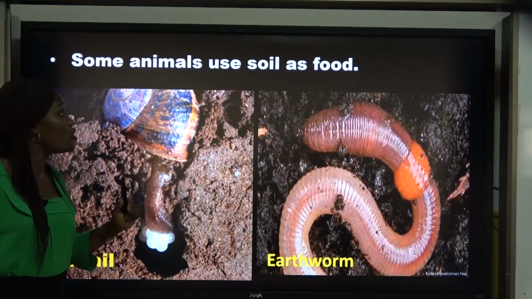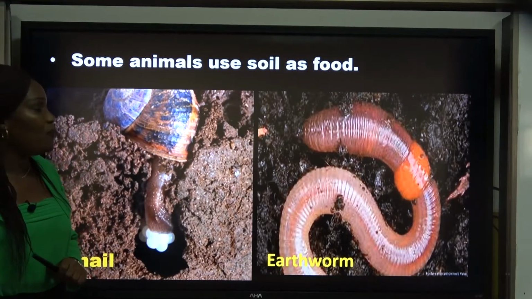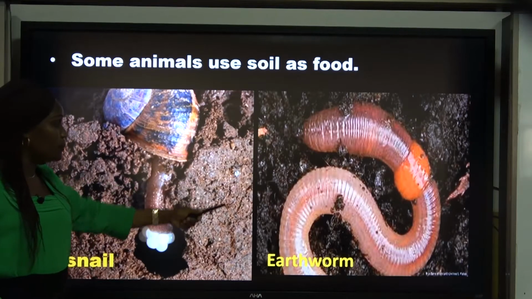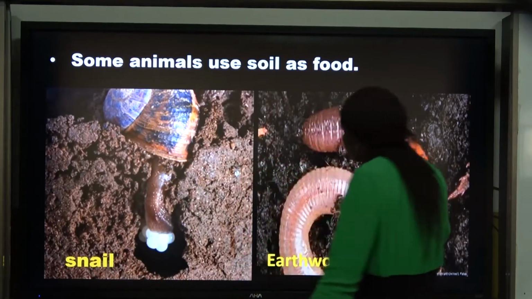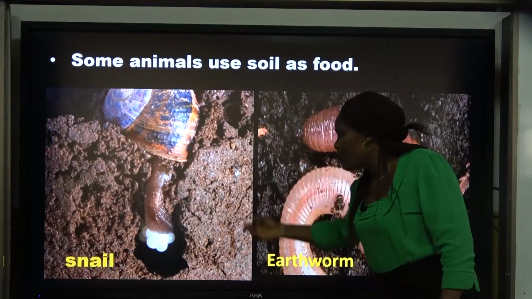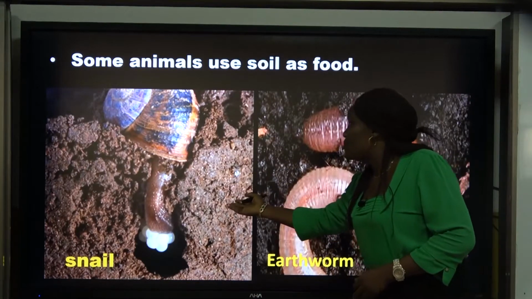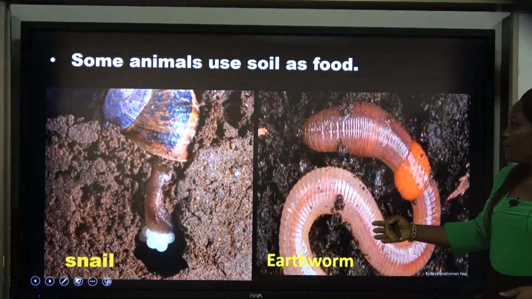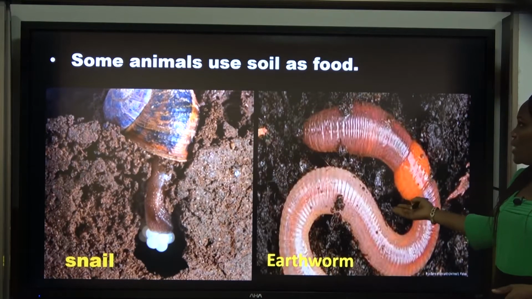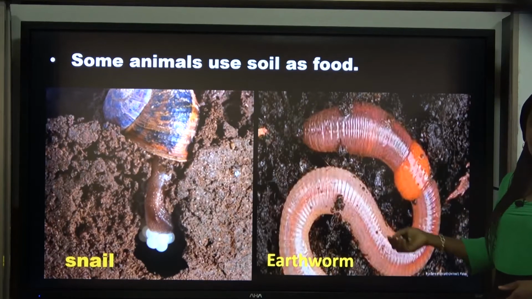Some animals use soil as food. For example, we have earthworm, we have snail. Snails eat soil, and also earthworms, they use soil as food.